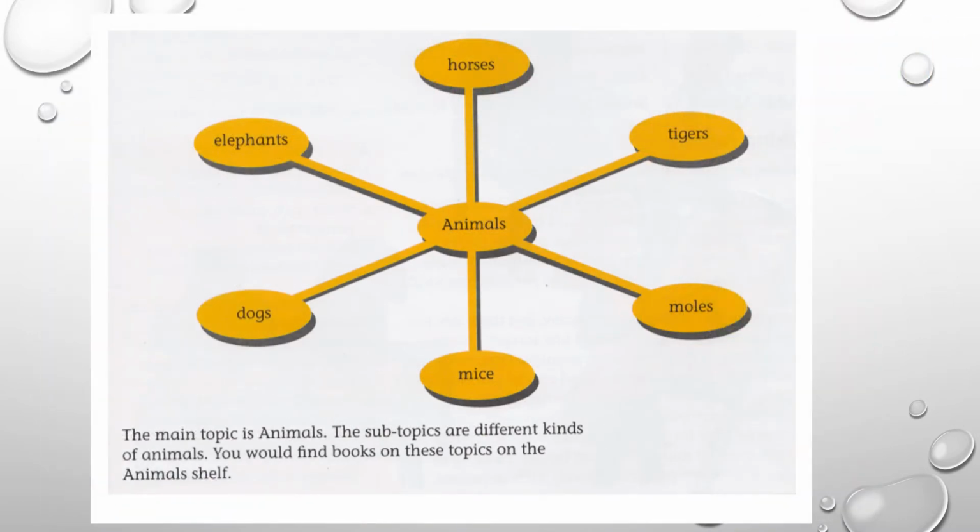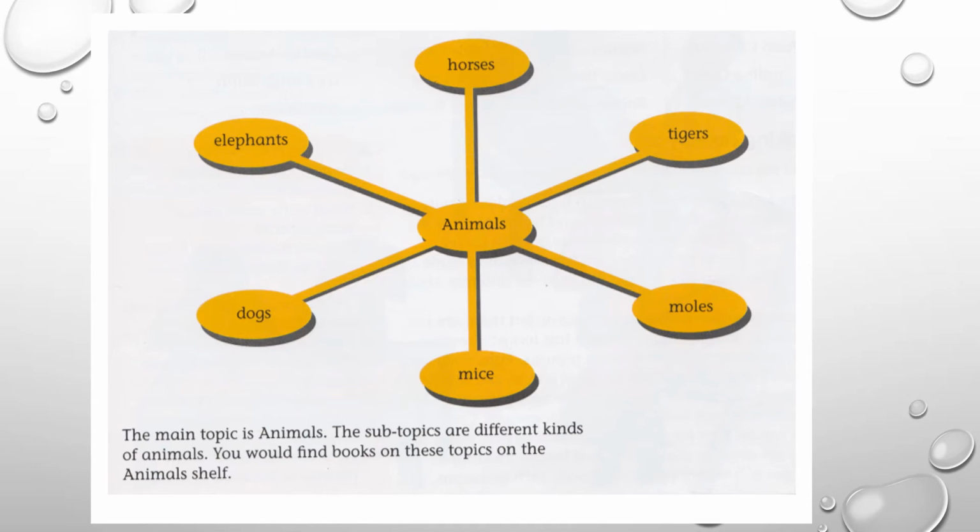Here is a topic web, and you can see that the main topic is animals, and the word animals is right in the center of the web. The subtopics are the different kinds of animals, so you can see the main topic animals, and then the subtopics are different animals: horses, tigers, moles, mice, dogs, elephants. And you would find books on these topics on the animals shelf.